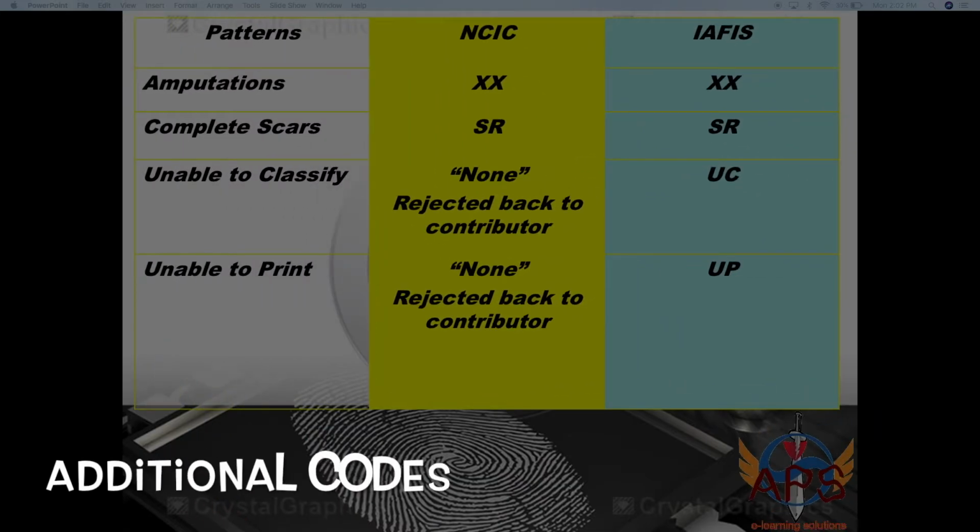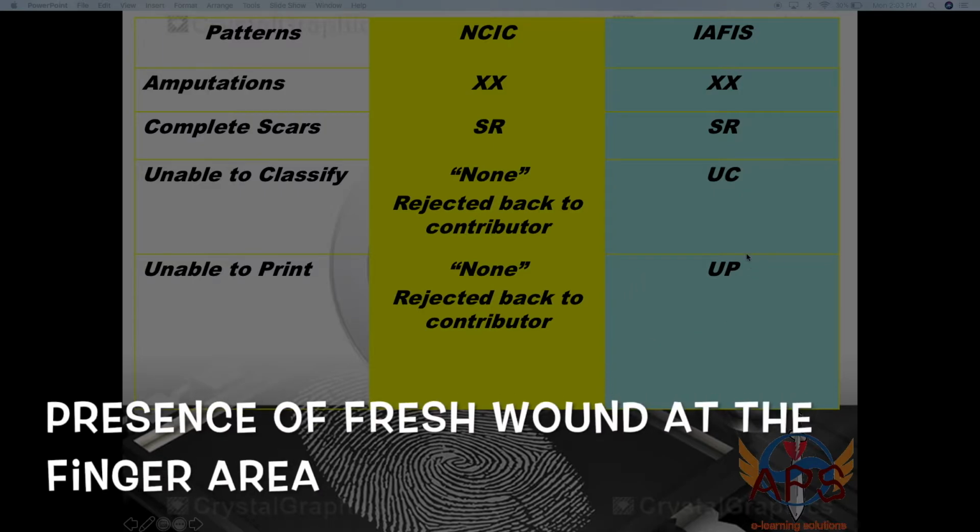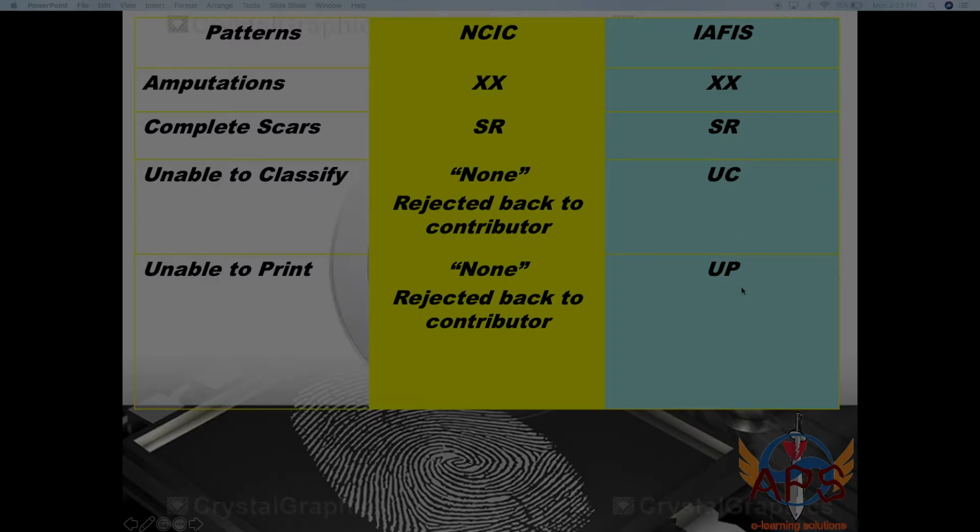So additional codes for AFIS are provided. Here they are the same, but for the AFIS code there are additional classifications, which are UC and UP. UC stands for unable to classify and UP for unable to print. Just to give you an example: if a fingerprint is injured, or unable to print because of a fresh wound, then we cannot print it at the moment, so we just use UP or unable to print.